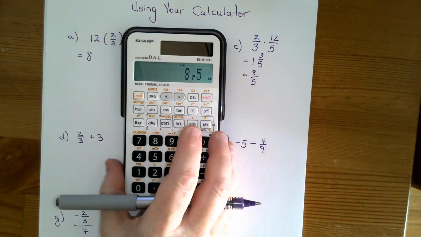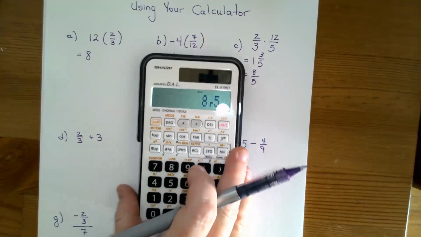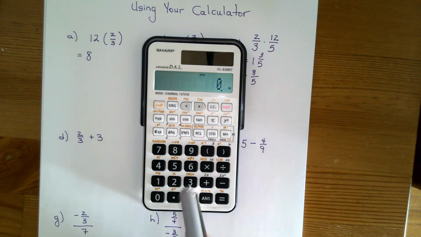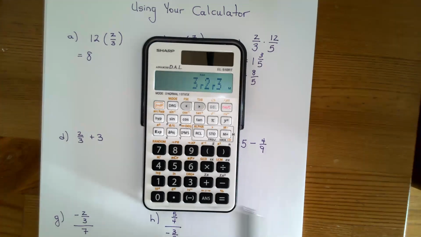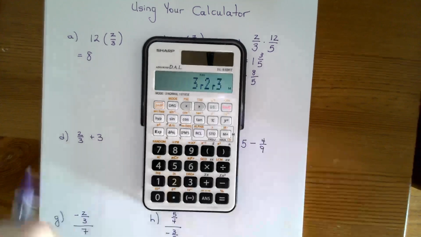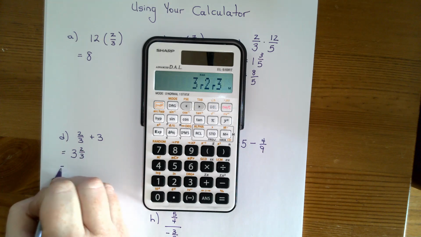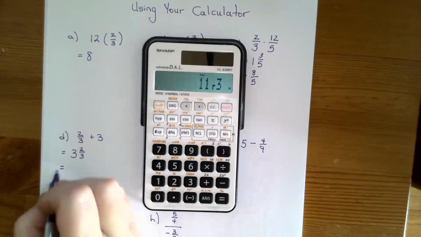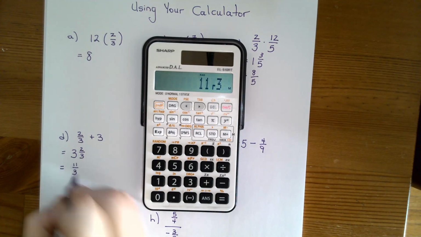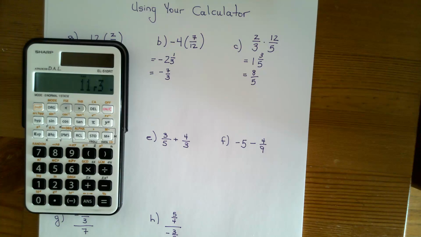So now let's try that with some addition and subtraction questions. Okay, so here I have 2/3 plus 3. So 2/3, that's fractions. I'm going to do 2 ABC 3, and then I want to add that to 3. And I hit equals, and I get 3 2/3. So let's write that down, 3 2/3. And then I want to convert that to an improper fraction. So second F, ABC, and I get 11/3.